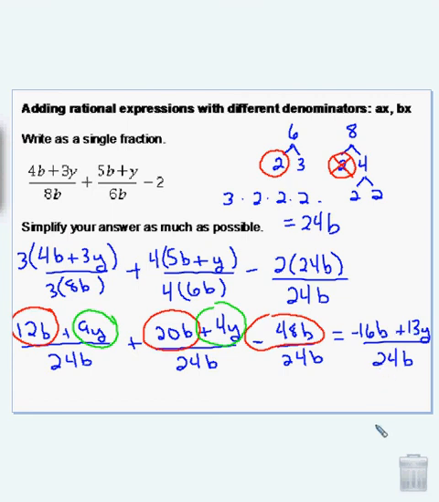16, 13, and 24 have no factors in common, therefore I can't reduce, and this is my final simplified answer.